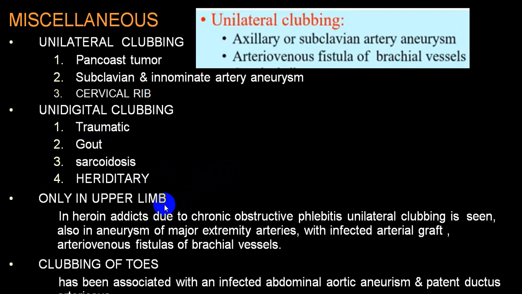Very commonly only in the upper limb in case of heroin addicts, due to chronic obstructive phlebitis, unilateral clubbing is seen. Also in aneurysm of major extremity arteries, particularly like subclavian artery or axillary artery, or AV fistula in brachial vessels, etc. You can develop that. And once in a while if an AV fistula gets infected, that AV fistula graft gets infected, again you can have unilateral clubbing. Clubbing of the toes is associated with infected abdominal aortic aneurysm and in case of a patent ductus arteriosus, particularly with reversal of the shunt, in that you will have cyanosis plus clubbing.